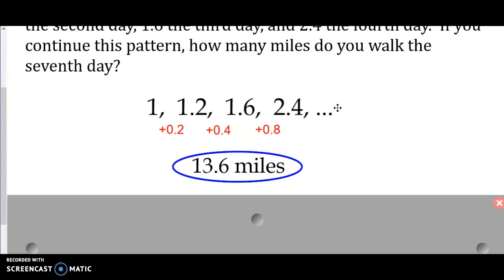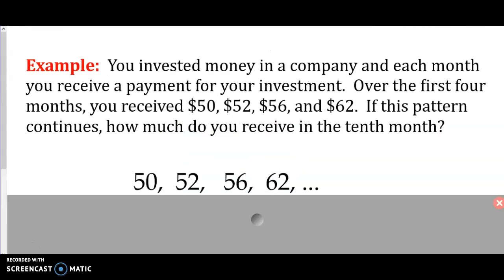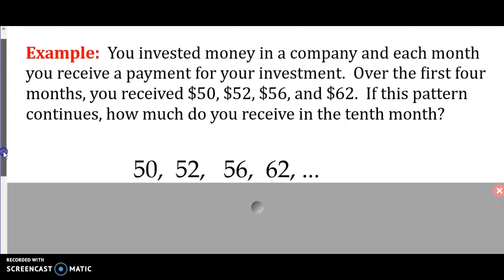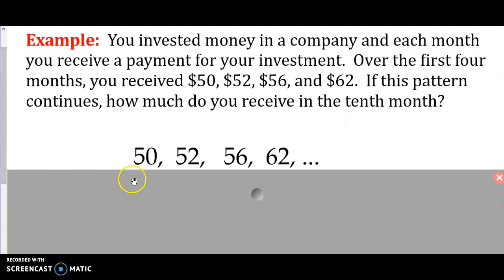Not geometric or arithmetic, but what we are noticing is that I'm doubling the amount I'm going up by. So what that means is I'm going to need to write out a chart and then just keep adding the doubling. That's how I'm ending up coming up with my 13.6 miles. Please take a look at this one. You've invested money in a company and over a month you've received this much. First 4 months is that. See if you can write something out to figure out what the pattern is.